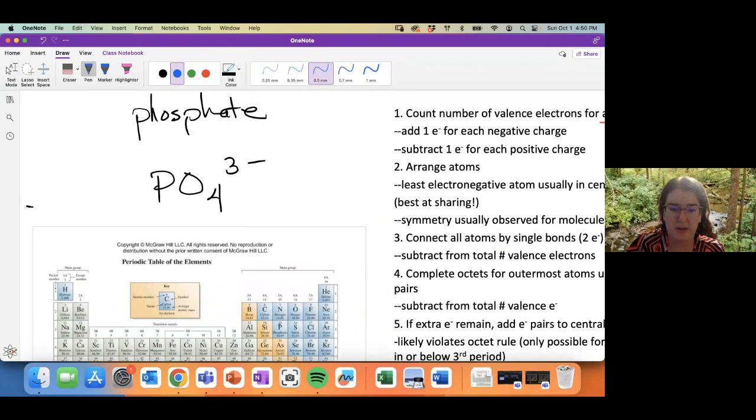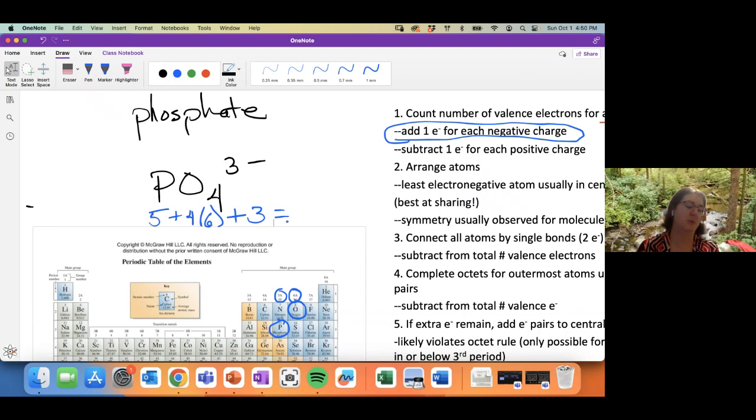Okay, so I have phosphorus and I have oxygen. Phosphorus is in 5A, oxygen's in 6A. So I have 1 phosphorus, that's 5 valence electrons. Plus I have 4 oxygens at 6 valence electrons each. Plus I'm going to add 1 electron for each negative charge. This is a -3 charge, therefore I'm going to add 3 more electrons. I'm going to add these up with my calculator because I don't want to mess up. 32 valence electrons.